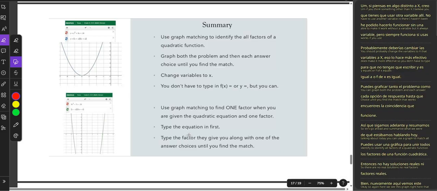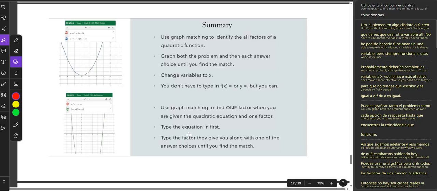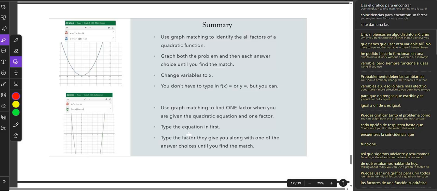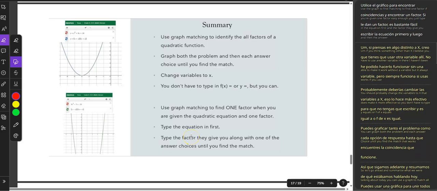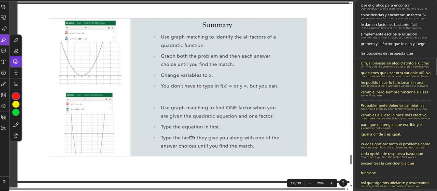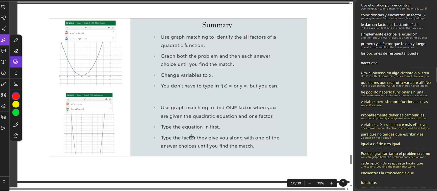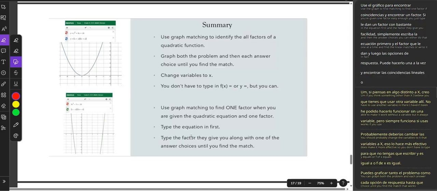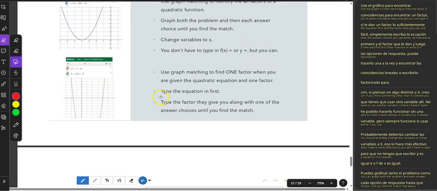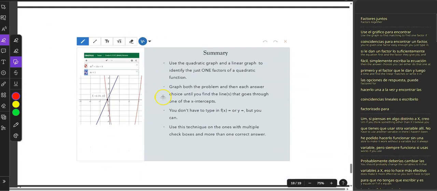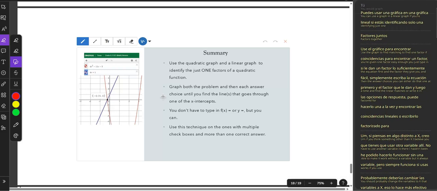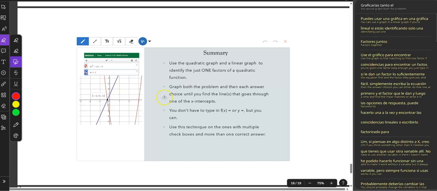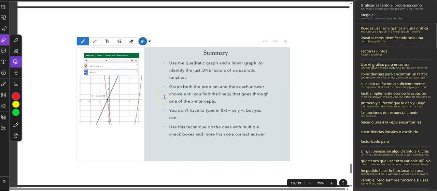Use the graph to find one factor if you're given one factor. Easy enough. You just type in the equation first and the factor they give you, and then the answer choices. You can either do that one at a time and find the linear matches, or write it in factored form by multiplying the two factors together. You can use a graph and a linear graph if you're identifying just one. You would graph both the problem and then the answer choice until you find the line that goes through one of the x-intercepts.